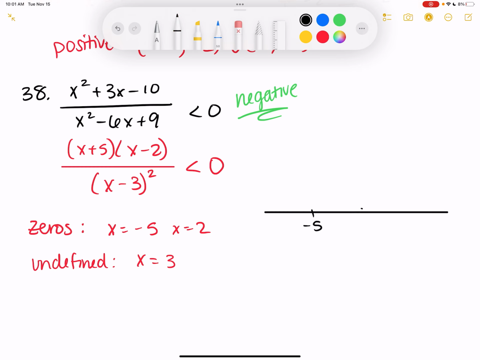It's undefined if the denominator equals 0. The squared part we don't care about, because the squared part would go away as soon as we set this whole piece equal to 0. So basically you're setting x minus 3 equal to 0, and that's where it's undefined. And you can use the factored form when you plug in the stuff for the sign chart.